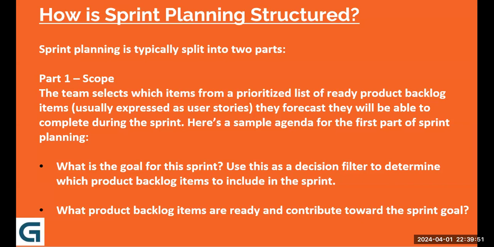Sprint planning is typically split into two parts. Part one, scope. The team selects which items from a prioritized list of ready product backlog items, usually expressed as user stories, they forecast they will be able to complete during the sprint. Here's the sample agenda for the first part of sprint planning. What is the goal for the sprint? Use this as a decision filter to determine which product backlog items to include in the sprint. What product backlog items are ready and contribute towards the sprint goal?